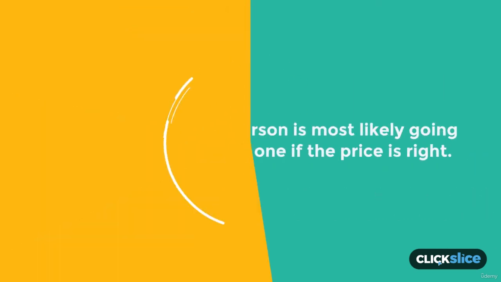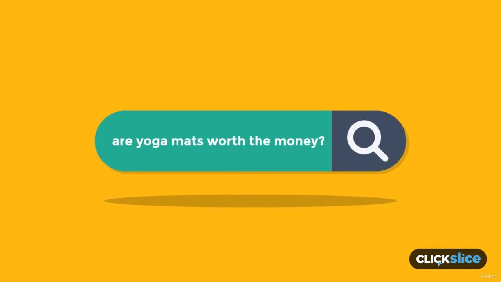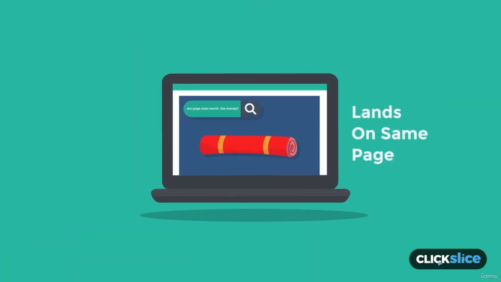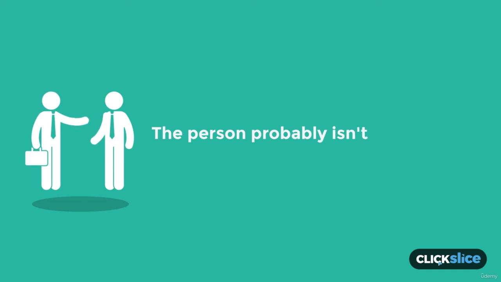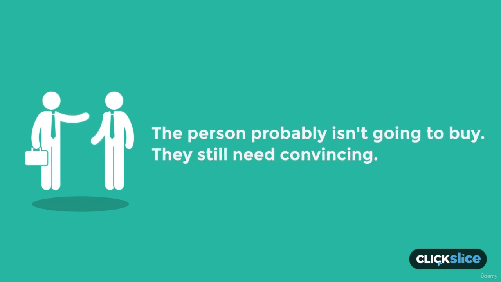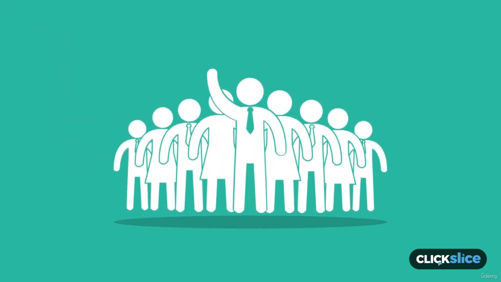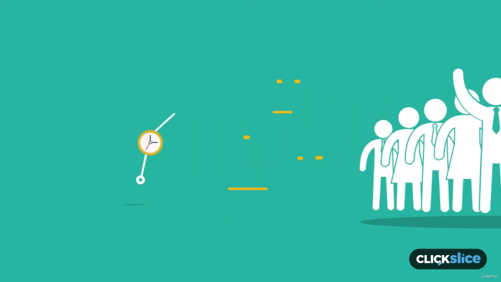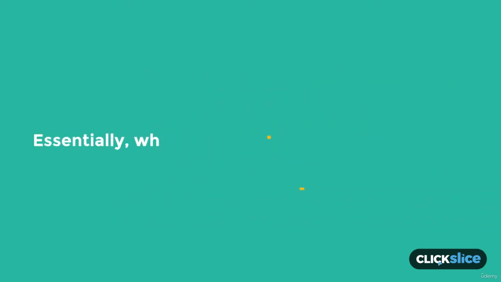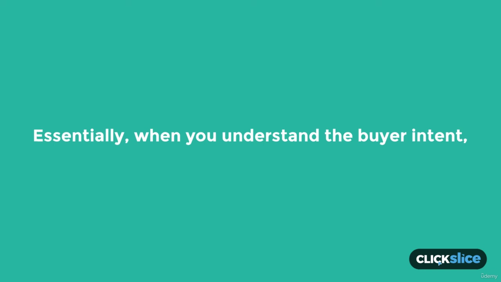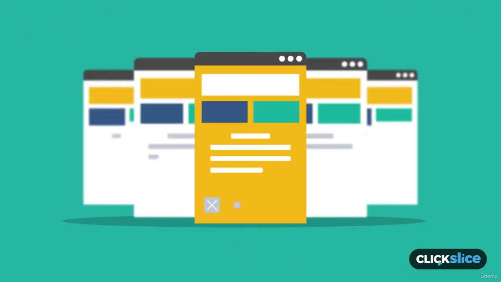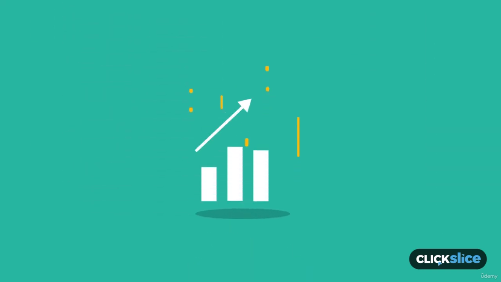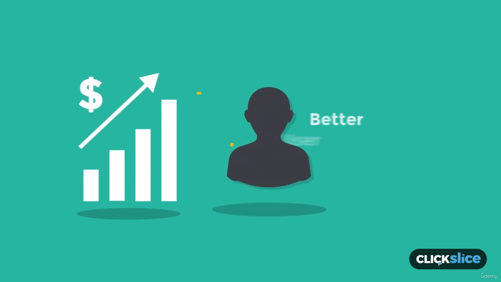However, if someone types in "Are yoga mats worth the money?" then they land on the same page showing red yoga mats, the person probably isn't going to buy it. The person still needs convincing. Understanding the difference in search intent will make a massive impact on your SEO campaign. Essentially, when you understand the buyer intent, you can make sure the page the person lands on is relevant to what they typed in and will result in more sales and a much better user experience.